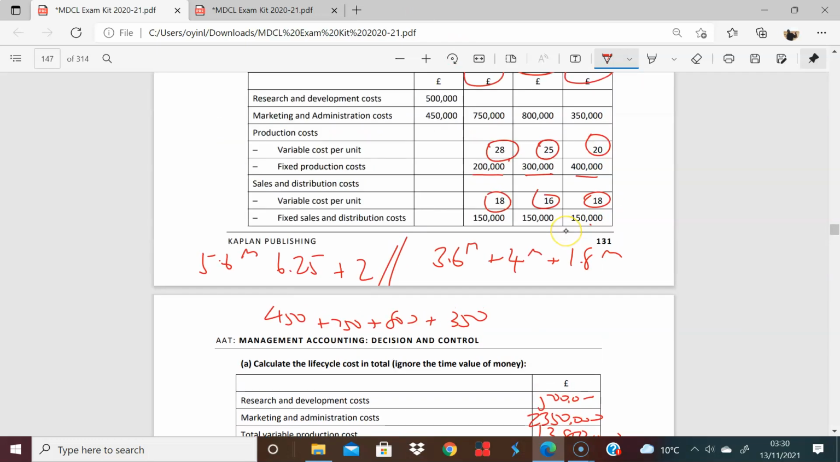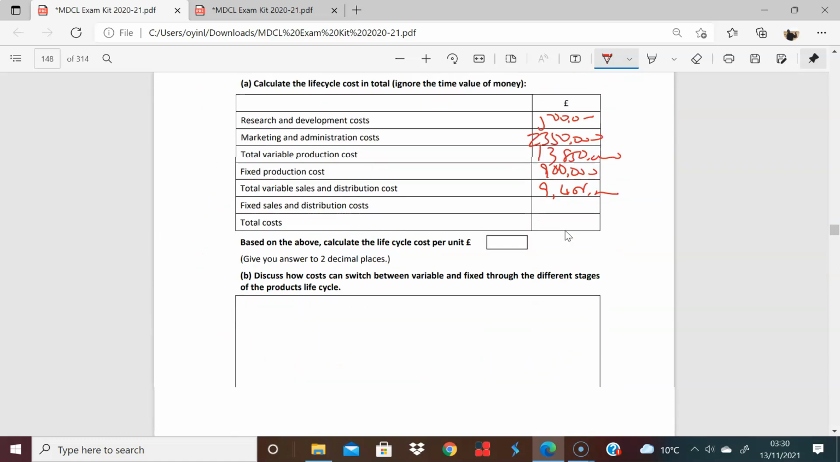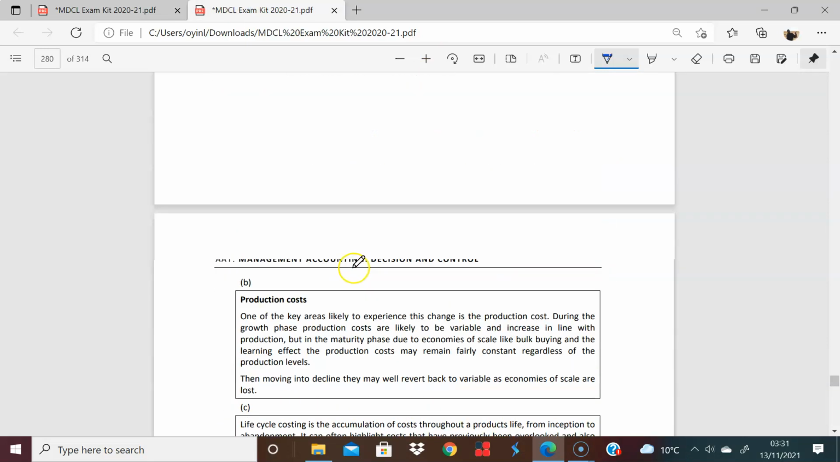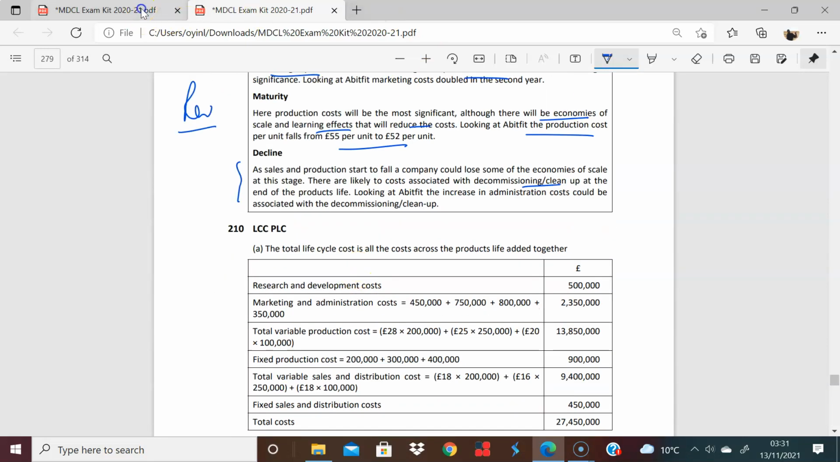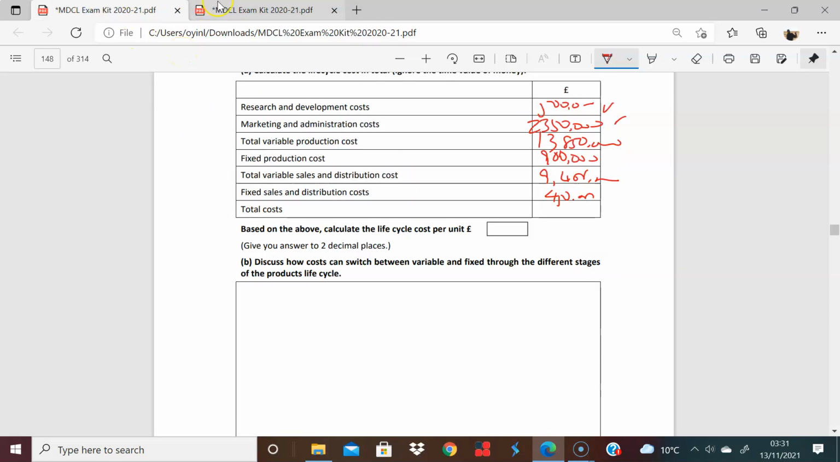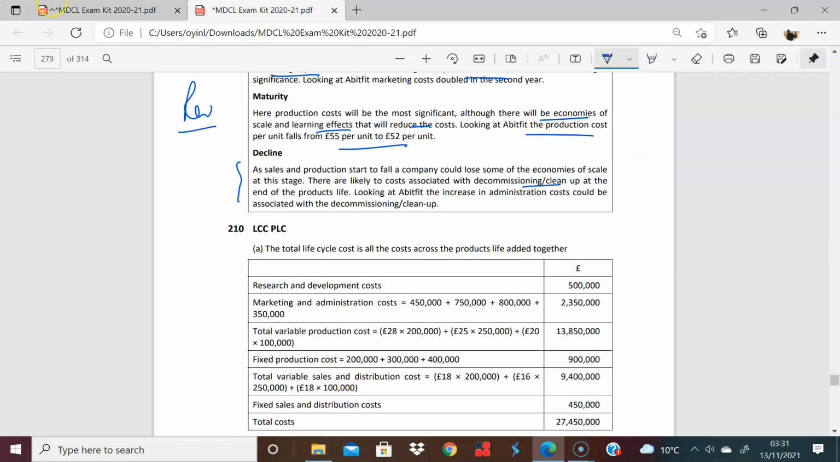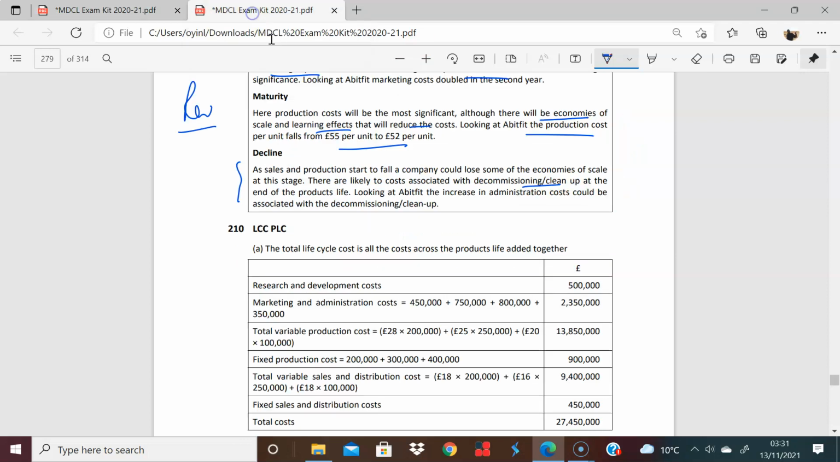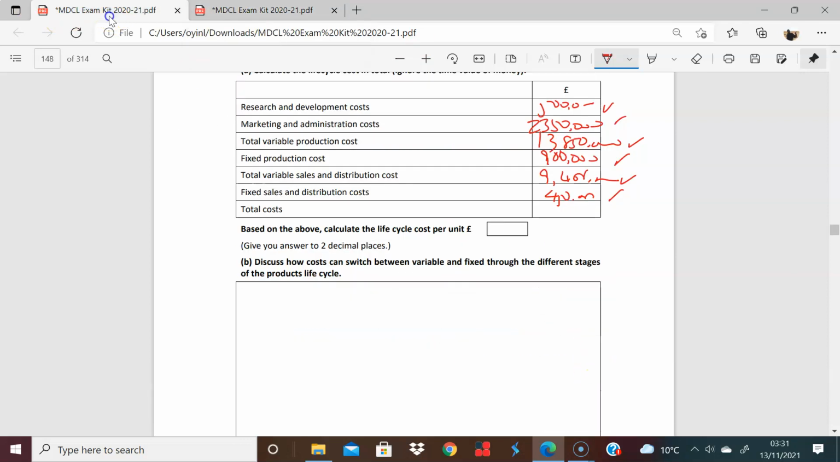And then I have my fixed sales, which is all of this together. That's 450,000. So let's look at that and see how I did this time with my addition. And what do we have here? So I have 500,000. Fine, great stuff. 2.35, yes, and that's working. Big question. 13, yay, 8.85. Got that right this time. 900,000, yes, got that right. 9.4, got that right. And 450,000, and I got that right. So the question here is add it all together, and you will get the 27.45.